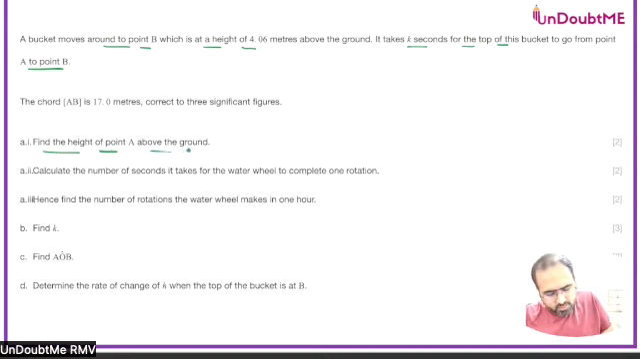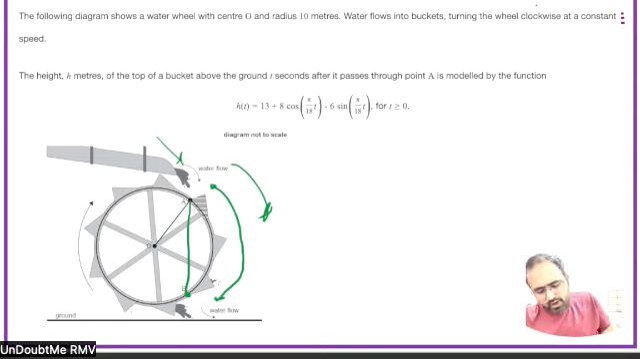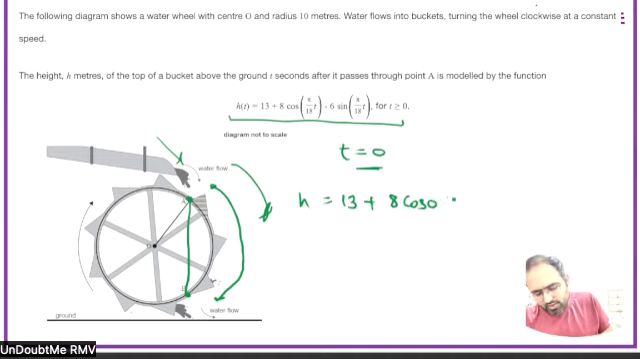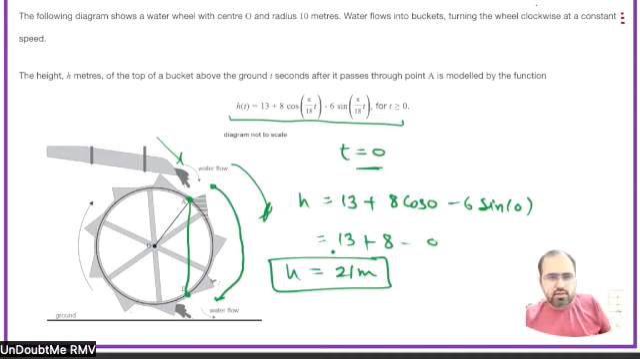Find the height of point A above the ground. Now, height of point A above the ground means this function is given for height, and this is the initial point. So since it is the initial point, we'll just put t is equal to 0. Putting t is equal to 0 will give me h as 13 plus 8 times cos 0 minus 6 times sine 0. Cos 0 is 1, so it will be 8, and sine 0 is 0, so that's gone. 13 plus 8 is 21, and that's the answer for part 1.